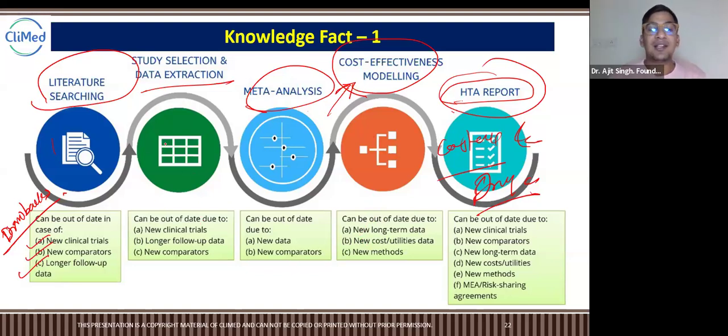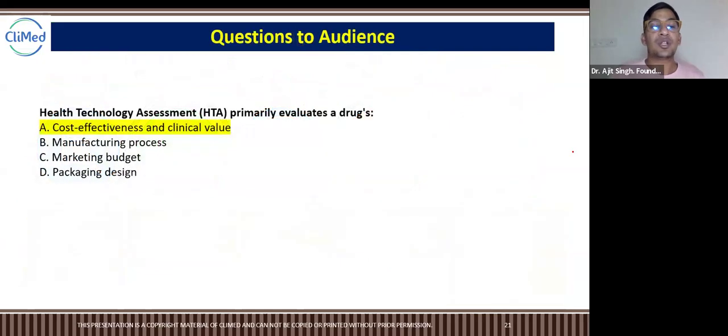So from the literature search, there are drawbacks when you are selecting the study. Again, there will be some new clinical trials which are not up to date, longer follow-up not up to date, new competitors. Everywhere it is new competitors, new data, new methods. So these are the things which are not updated. That's why the HTA report can miss this. If you go through this HTA report assessment, it will be missing the new cost utilities, new long-term data, new comparators, new clinical trials, and based on that, the risk sharing will not be discussed properly. So this is about the HTA.